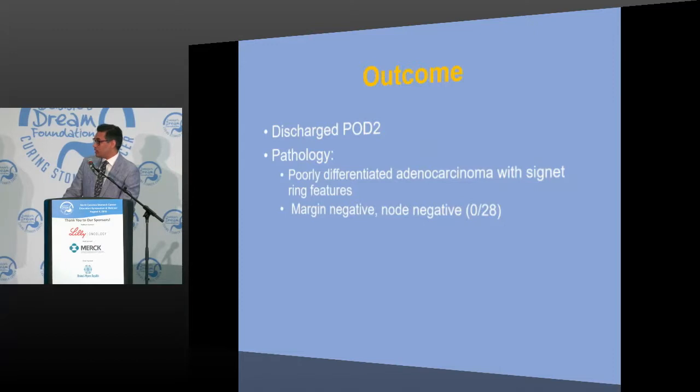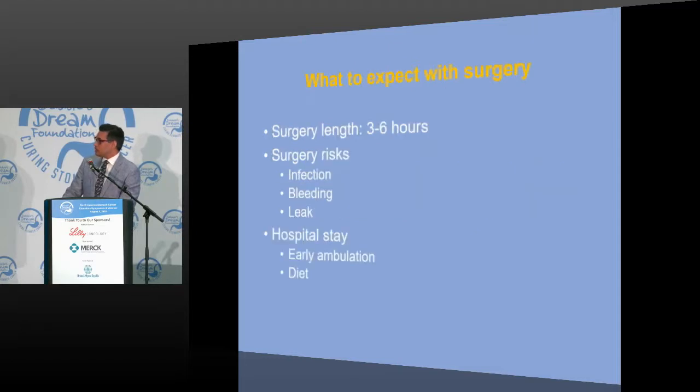So this patient did very well. He left on the second day, and all his margins were negative, and there were no nodes, and 28 examined. So what do you expect with surgery? So the actual operation takes somewhere between 3 to 6 hours, and it depends if you have to remove the entire stomach or if you have to remove just a part of the stomach.